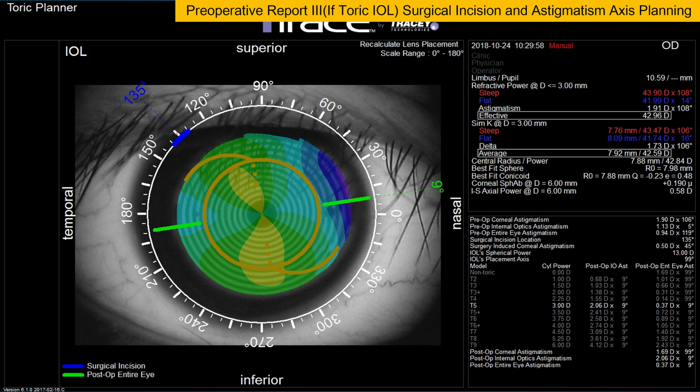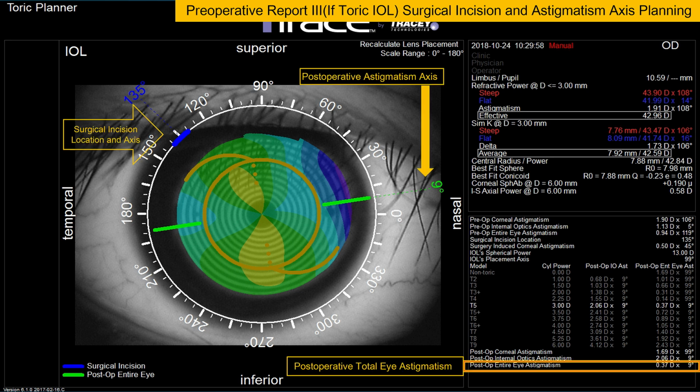Report layout. Left side, large image, external eye imaging. Right side, measured values from the device. Key focus, bottom right corner, postoperative total eye astigmatism. Default settings: the surgical incision is typically set at 135 degrees, with a surgically induced astigmatism, SIA, of 0.5 diopters. These can be modified based on the surgeon's preferences.